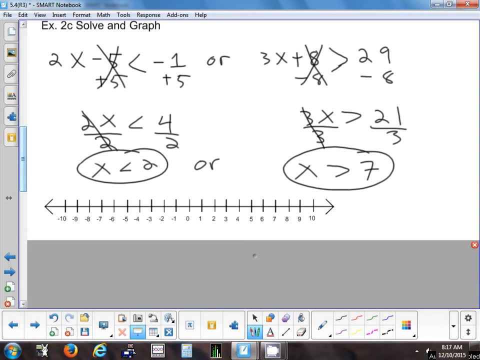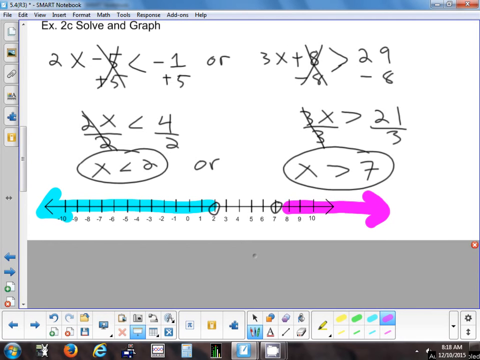Alex, what kind of circle on 2? Open. I like it. What kind of circle on 7? Open again. I like it. All right, I'm going to use my highlighter. And using that, which way do I shade for my circle on 2? Well, Ryan? Left? Yep, I'm going to shade left. Okay, and for my circle on 7, Ben, which way do I shade for that? To the right. Perfect. Shade to the right.